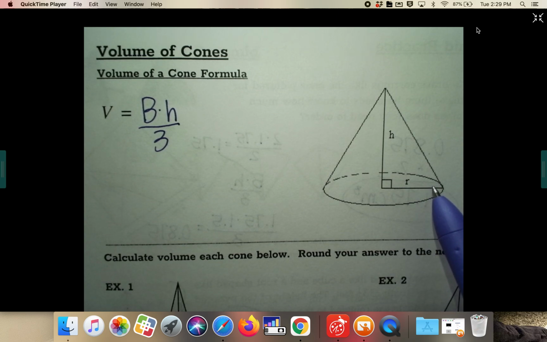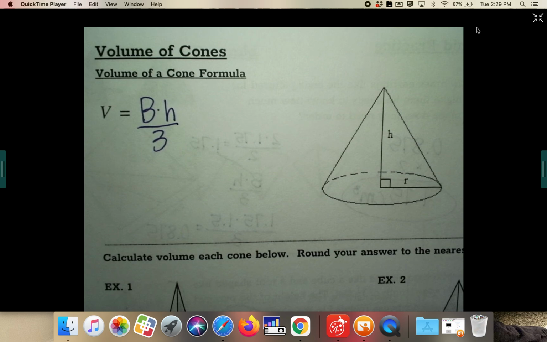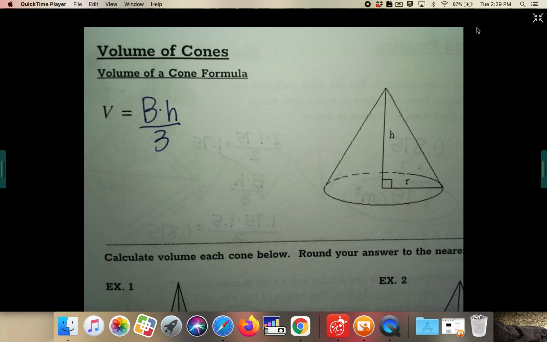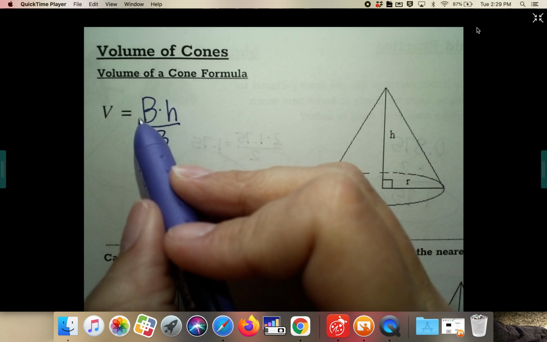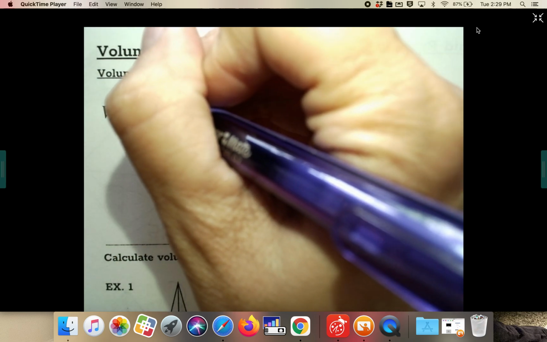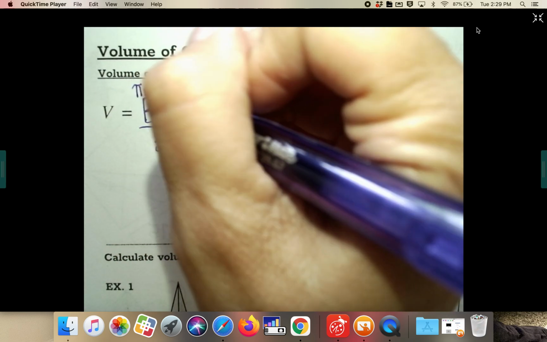So the base of a cone is a circle, and we haven't done a lot this year with circles like you have in the past, so it should be a little familiar, but new to us this year. So circular bases are pi r squared. So instead of this capital B, I'm going to be substituting it for pi r squared.